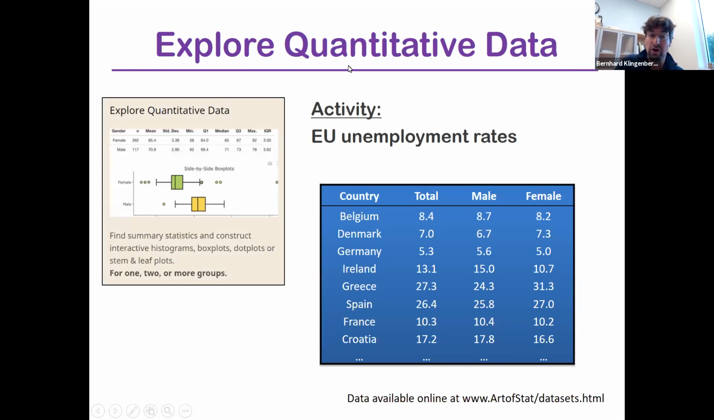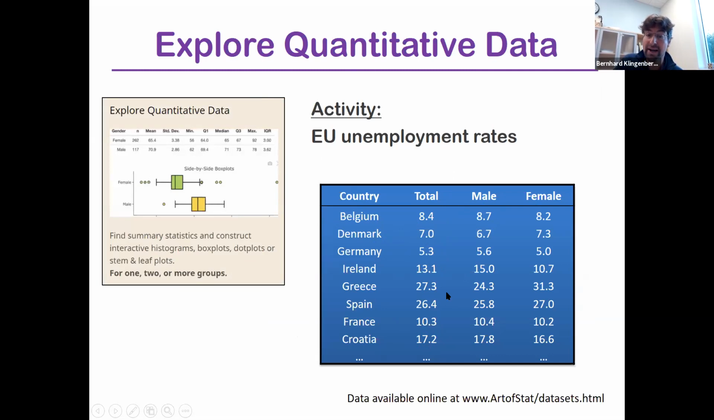Others are, there's the Explore Quantitative Data app. I just briefly showed a data set about unemployment rates in the European Union. All these countries, the total unemployment rate. This is for a youth unemployment rate. So this goes only up to, I think, 25 years. And this was a couple of years ago, so quite high, especially in, let's say, Spain and Greece. And I break it down for males and females.